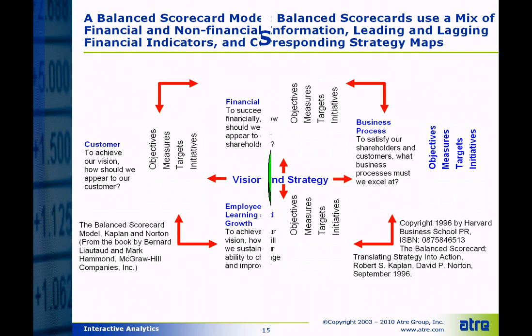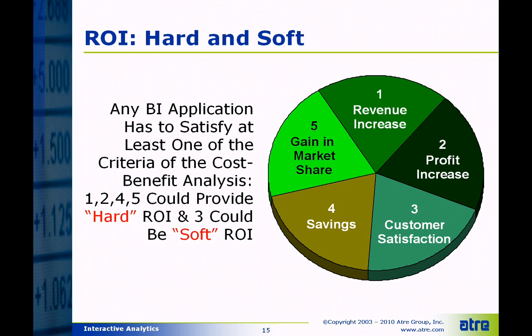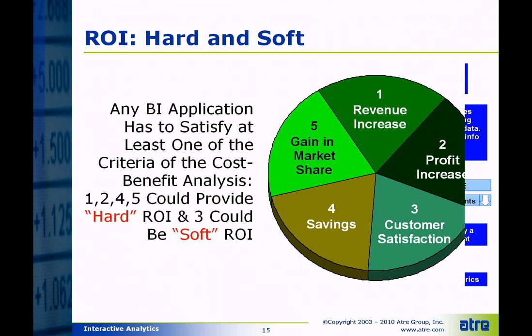Return on investment means you have to achieve at least one of these: revenue increase, profit increase, savings, or gain in market share, which are the ROI, where you can give the numbers. The numbers don't lie. And if you cannot measure something, how are you going to improve it? But customer satisfaction is the soft ROI.